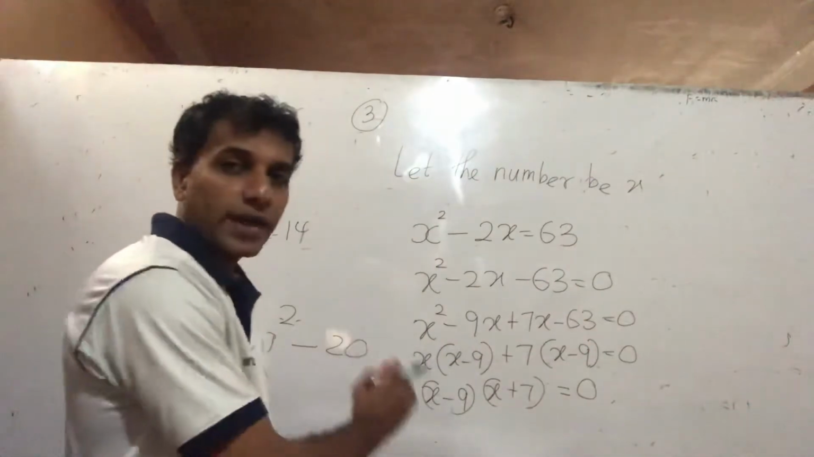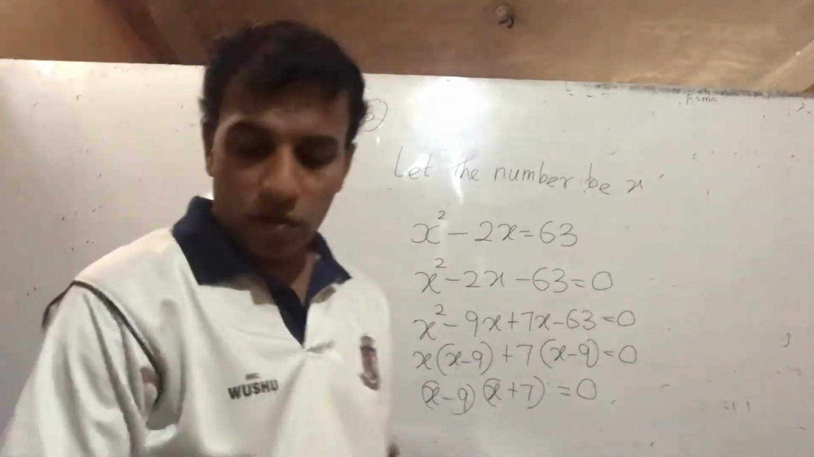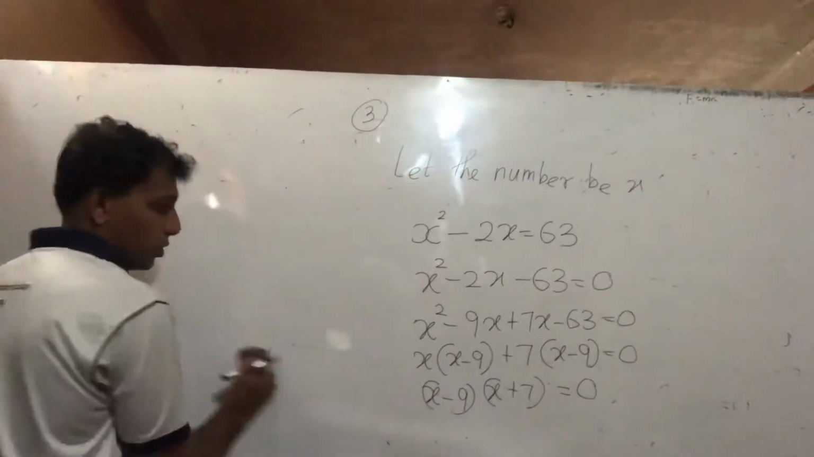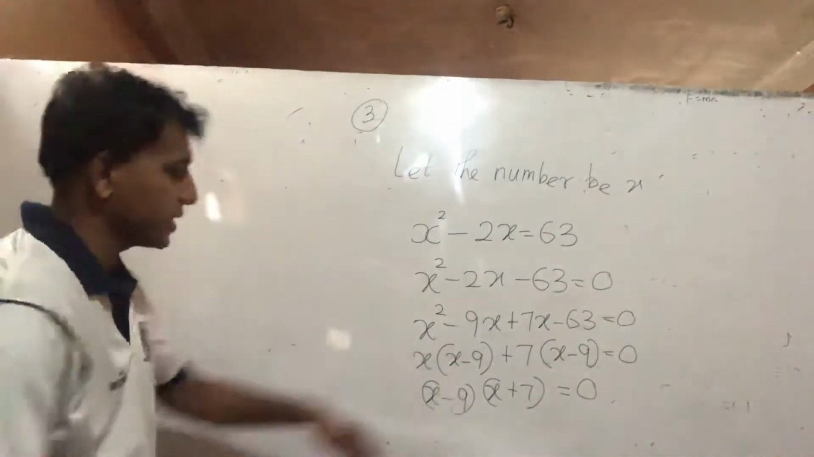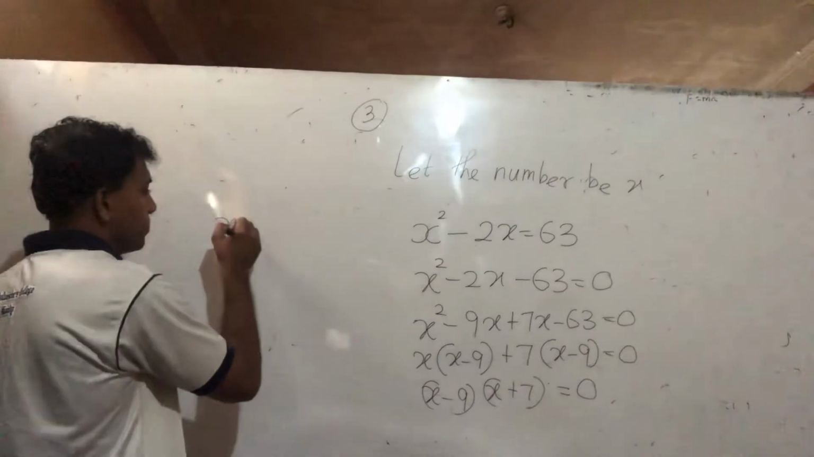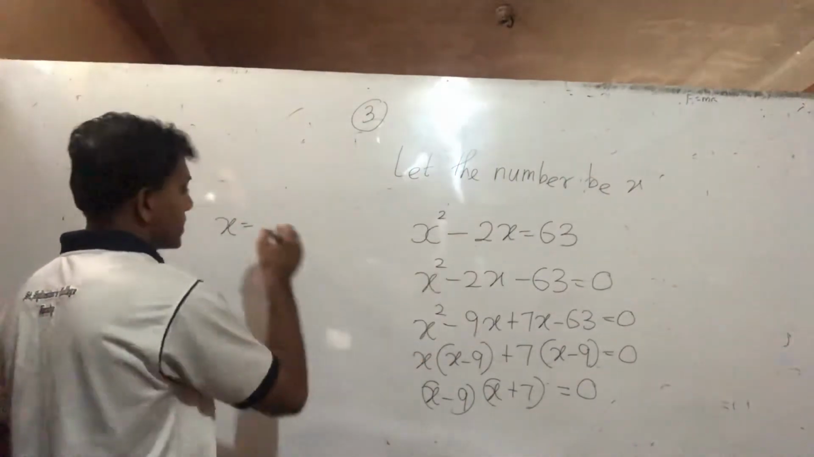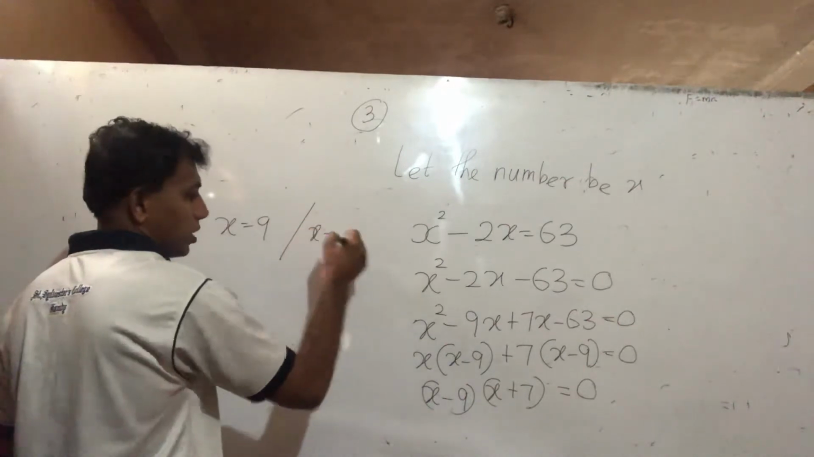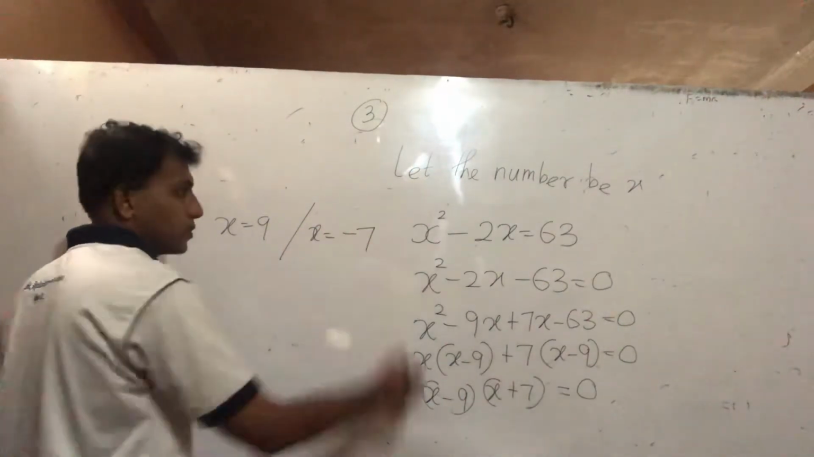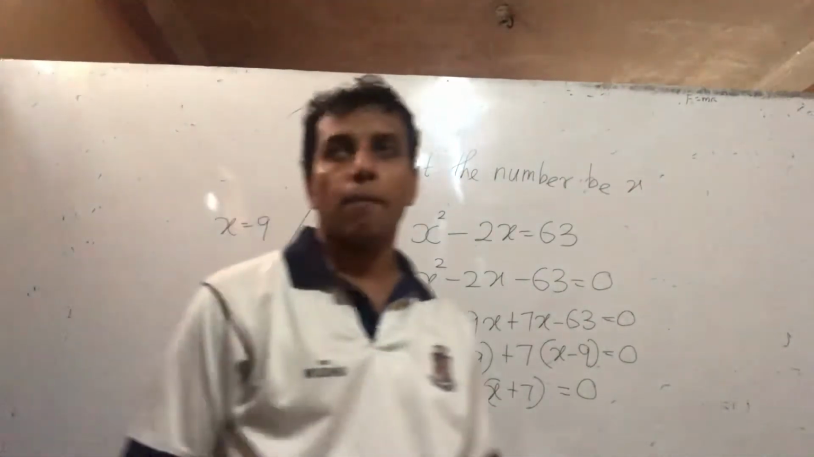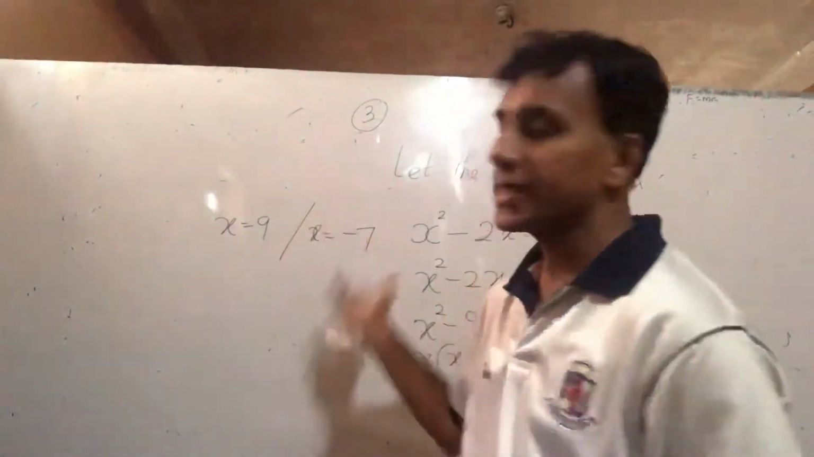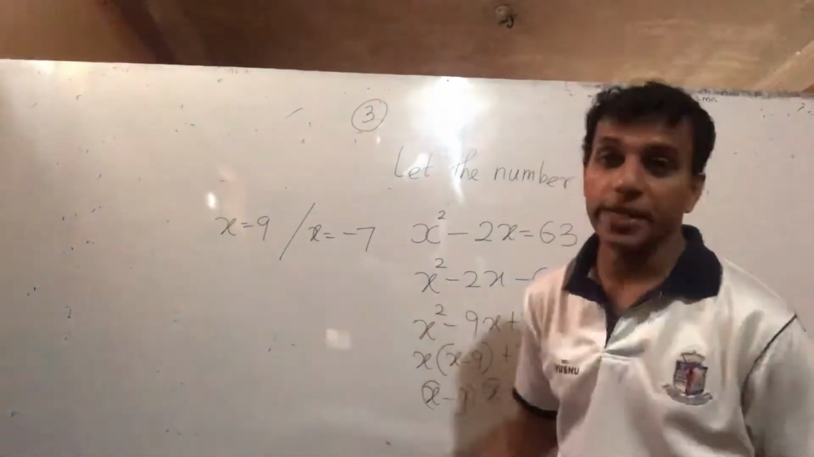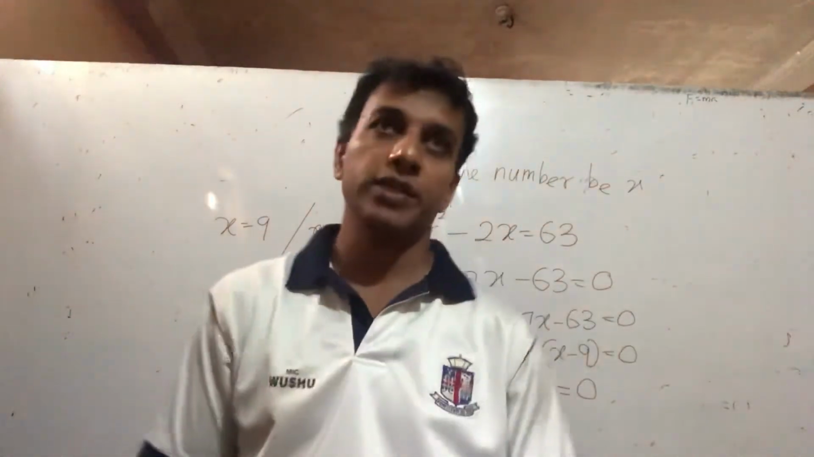So two brackets product equal to 0, one of this is 0, either one is 0. So this is 0 means what is x answer? x equal to plus 9 or x equal to minus 7. So the question is what is that number? So here also two solutions satisfy. Answer is 9 or minus 7. Both solutions are satisfied here.